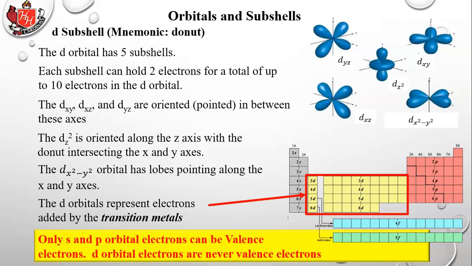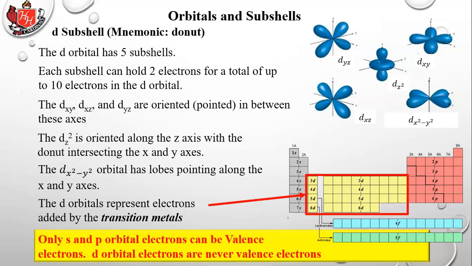Okay, so only s and p orbital electrons can be valence electrons. D orbital electrons are never valence electrons. So remember, the valence electrons are the ones that do the chemical bonding, and it's only the s and p electrons that do that. So let's say you're talking about the element cobalt. It's in the 3d orbital. That means its electrons in the 3d are further out than any of the s or p electrons.